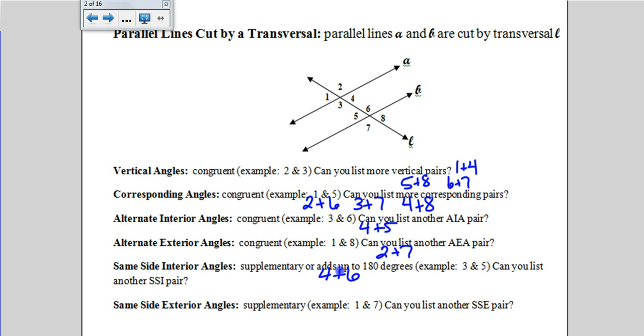There's also consecutive exterior, so they're on the same side of the transversal, but they are on the outside of the parallel lines. So the example I can give you are 1 and 7, and the other pair then would be 2 and 8. Now on the ACT, it's probably not as important that you remember the names of what these pairs are, but it is very important that you remember their relationship. So whether they are congruent to one another or whether they are supplementary to one another.